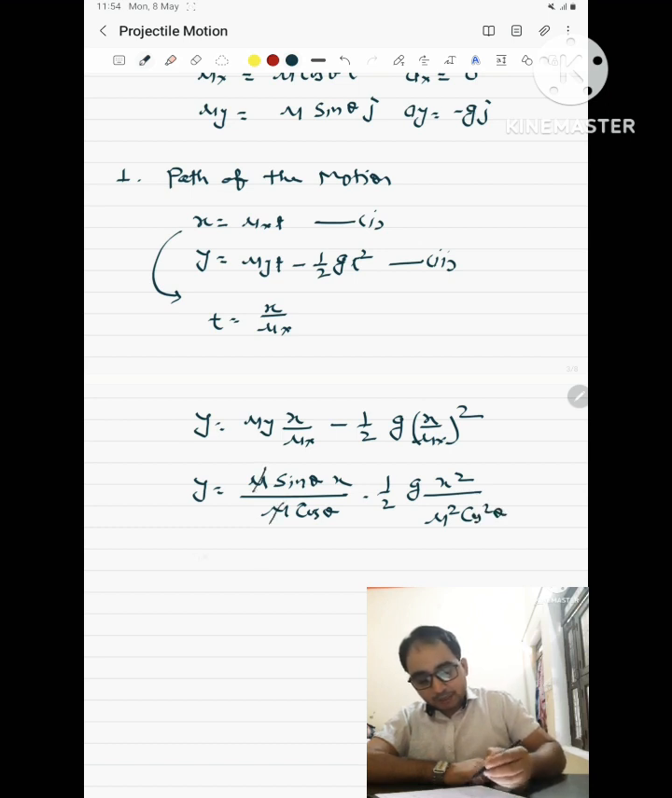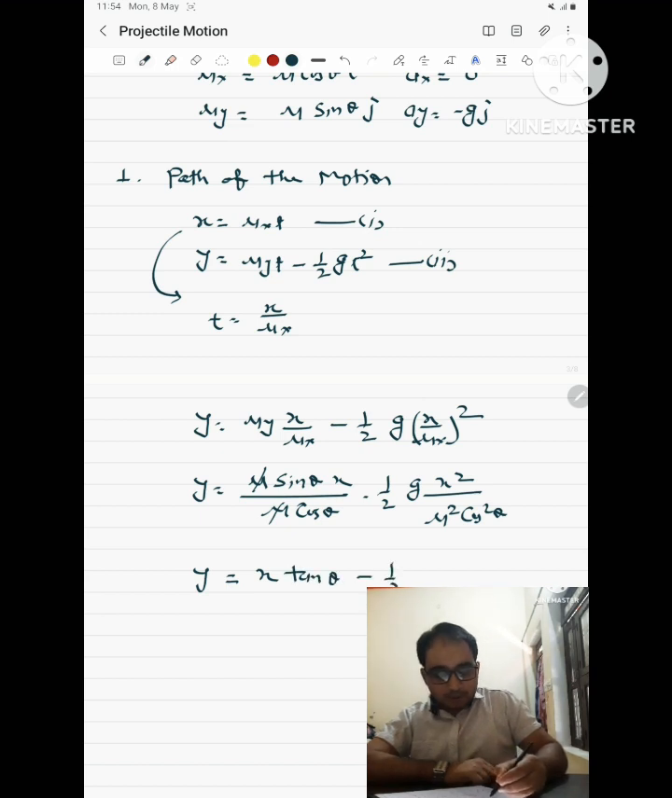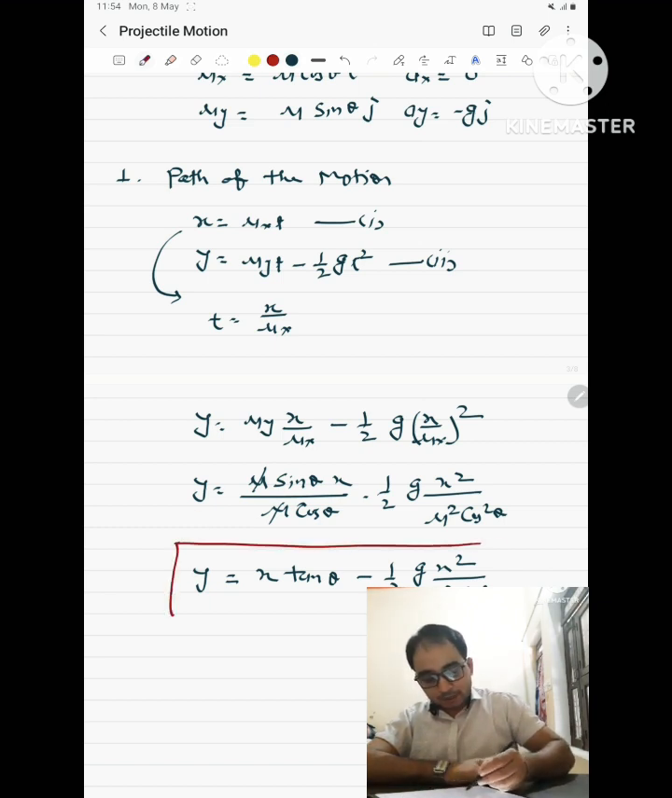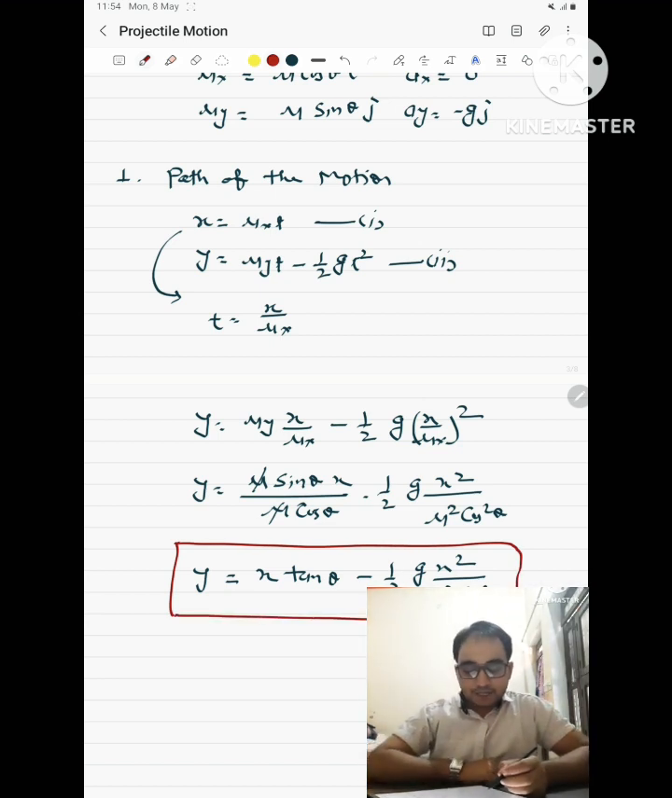So here u will get cancelled. We will get y equals to x sin theta upon cos theta, which is tan theta, minus half of g x square upon u square cos square theta. So this is the equation of trajectory. From this equation we can conclude that this is an equation of a parabola. So the trajectory will be a parabola in a projectile motion.